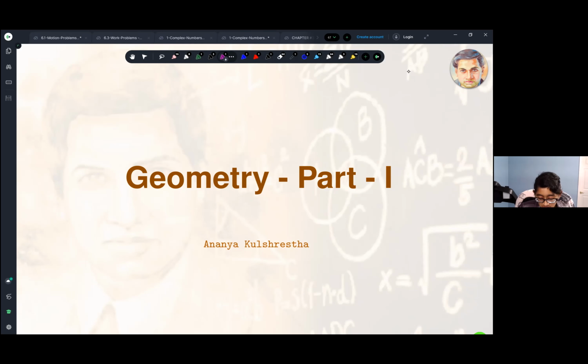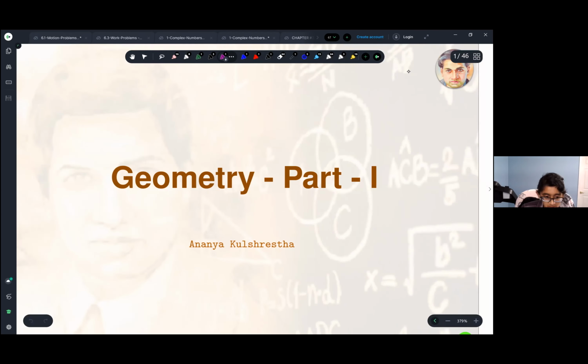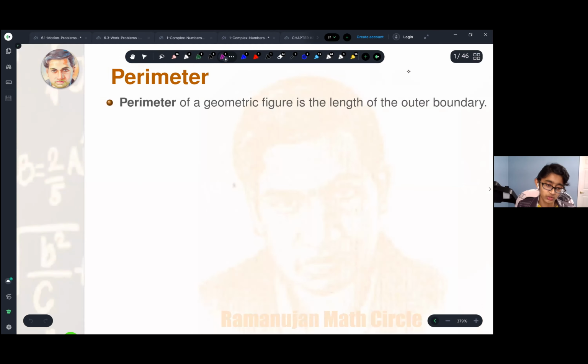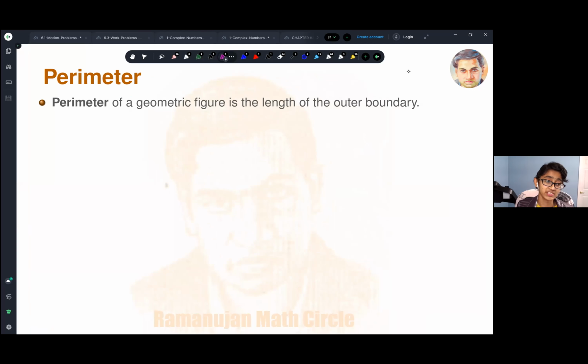So without further ado, let's get into the topics. Let's talk about perimeter first. By definition, a perimeter is the length of the outer boundary of a geometric figure or shape, basically, to put it in simple terms.